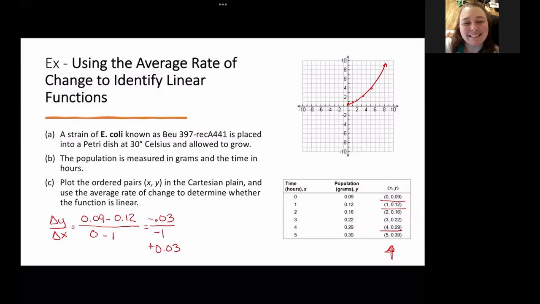Now let's look at these last two at the bottom. Okay, so we've got 0.39 minus 0.29 over 5 minus 4. So it's going to be 1, and it's going to be 0.1. Okay, those are not equal. Because those are not equal, this is definitely not a straight line.